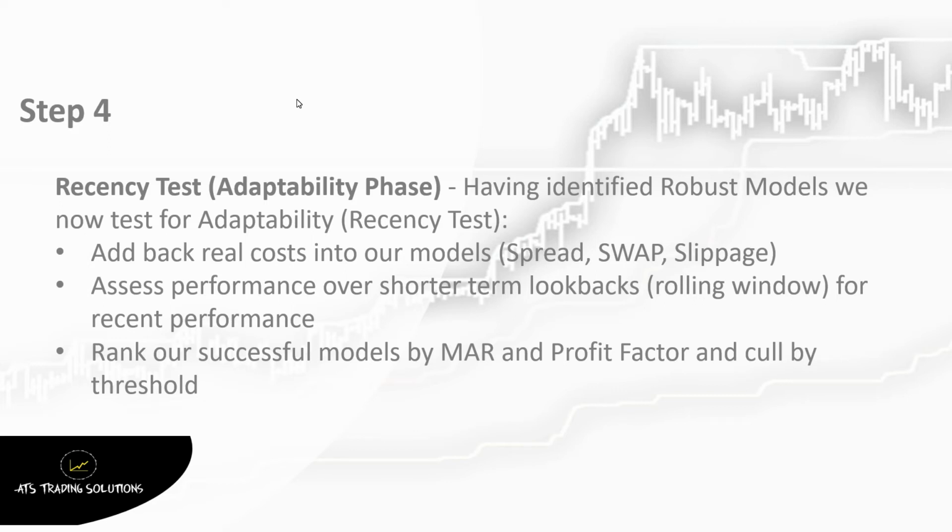Instead of using our 40 or 50 year back test, we're now going to look back over a shorter period of time, and that adds a bit of recency to our calculations. In order to get past this step, and again we're trying to cull, we're looking for only models that deliver a positive MAR, so they've got to be profitable, and then a profit factor of some minimum level.